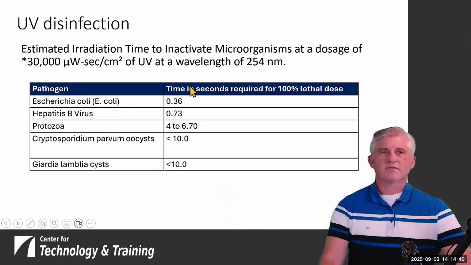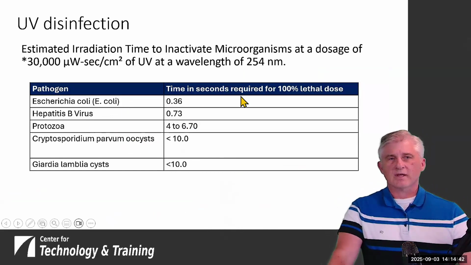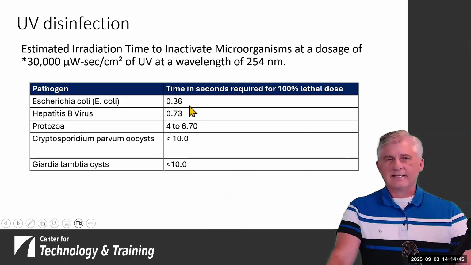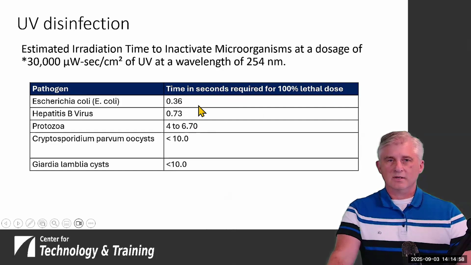So for UV disinfection, the major thing I like to get off this is just the time that it takes, like time in seconds for 100% lethal dose. E. coli, it's 0.36 seconds. So that's pretty quick. That's going to happen instantaneously. And it gets up to crypto and giardia, a little less than 10 seconds. So that means that UV light has to be in contact with the water for at least 10 seconds in order to get that removal.